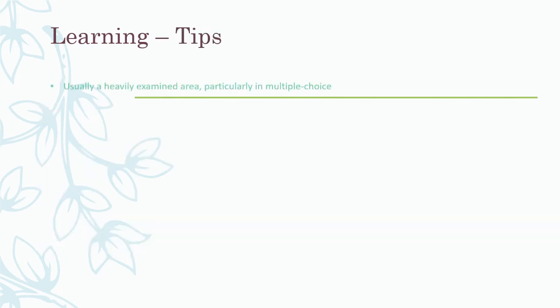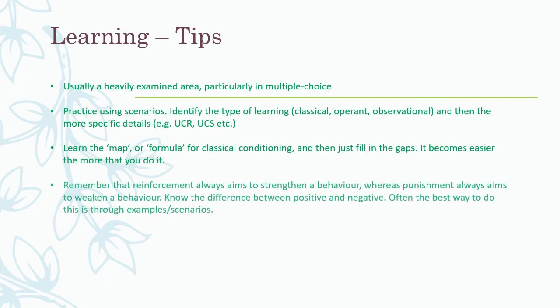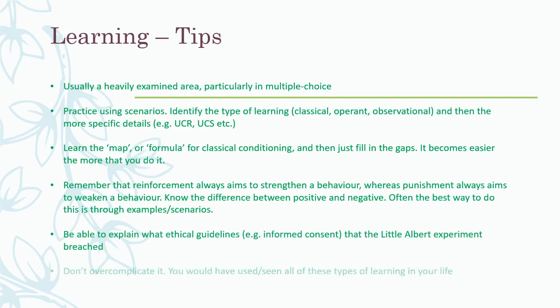So in regards to tips for the learning chapter or topic, it is heavily examined, particularly in the multiple choice sections. Make sure you practice until you are so sick of them that you just can't go on anymore. But practice using the scenarios for classical, operant, and observational learning, and make sure you know the before, during, and after sections. Learn the map or formula for classical conditioning, which is what I just mentioned, and the more you do it, the better and faster you'll become at it.